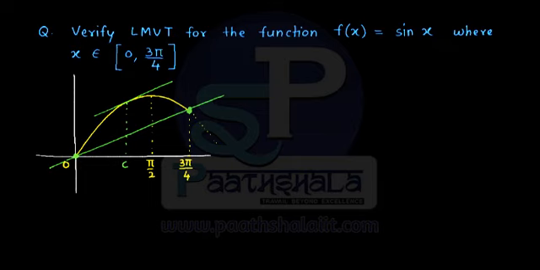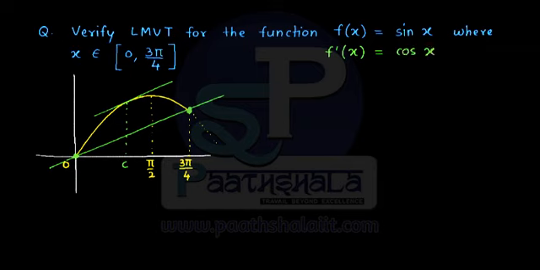Look at the function, that is sin x. We know that it is a continuous function as well as differentiable over the entire domain, so the two conditions for LMVT are satisfied. Let's call the function f of x. So clearly its derivative, f dash of x, will be equal to cos x.